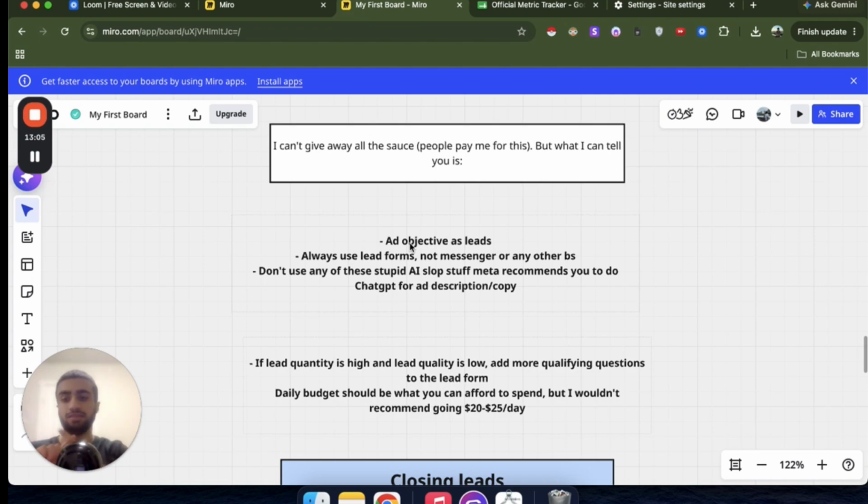So ad objective, when you're setting up the campaign, they're gonna ask you, what do you want your objective to be? Do you want it to be engagement? Do you want it to be sales or whatever? Click leads. For the actual destination for the ad, which is where people are gonna click to when they see your ad and click on learn more, for example, always direct them to a lead form. Don't do Messenger or anything like that, or website. I've heard website does work in other industries, but in this industry I've heard it doesn't do good. So always direct them to a lead form.